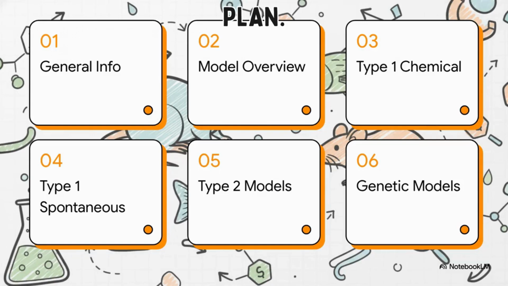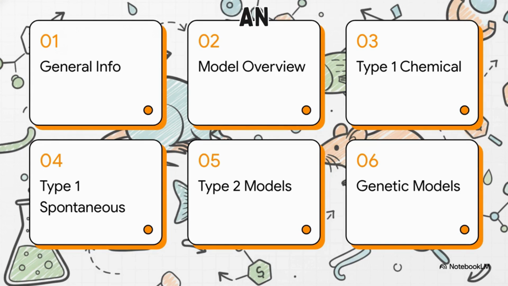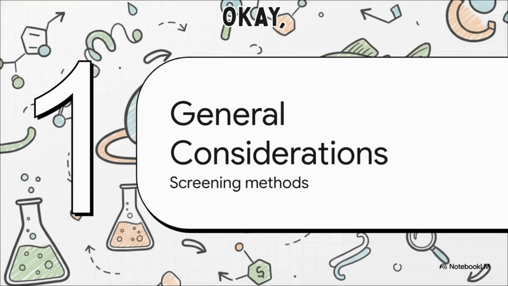So here's our game plan. It's an exact 6-part framework. First, general considerations. Second, an anti-diabetic overview. Third, type 1 chemical models. Fourth, type 1 spontaneous and miscellaneous models. Fifth, type 2 models. And finally, genetic models. Okay, let's kick things off with Section 1, General Screening Considerations.